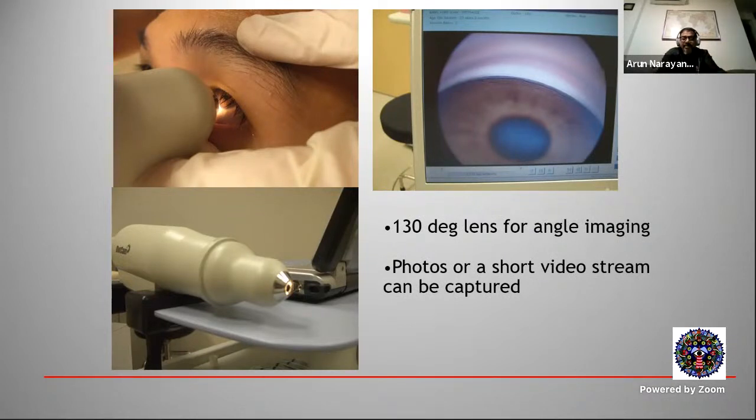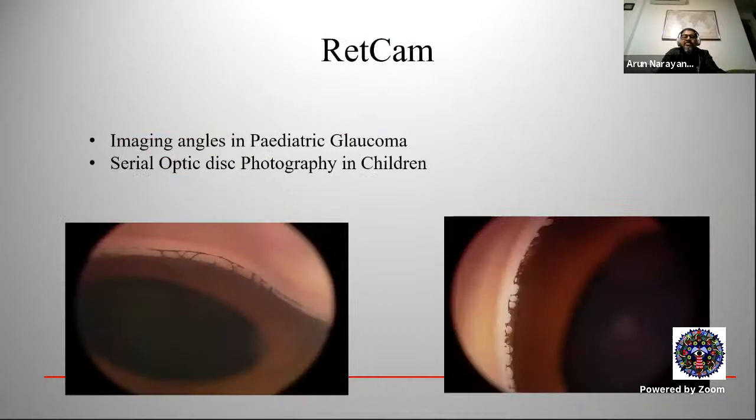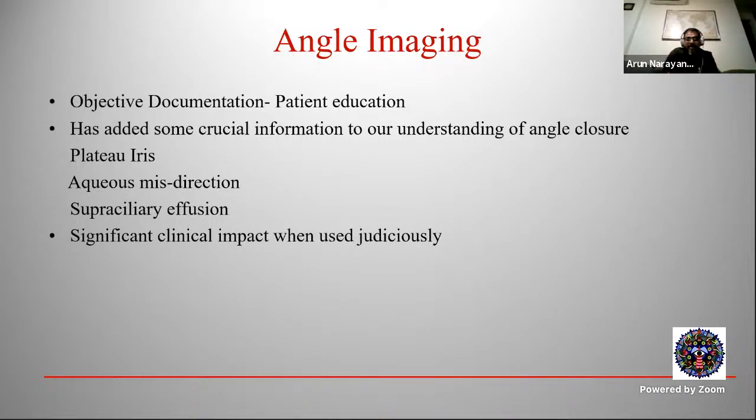It does use a lot of light, but there are some benefits of this kind of imaging. One is for documenting, because gonioscopy and goniophotography is quite challenging. More importantly, documenting this in pediatric glaucoma. It's very difficult to teach and train people in pediatric glaucoma and to demonstrate what's going on in the angles because of the limited ability to examine them in the outpatient clinics. This is where a Retcam is useful to document these angles and also to capture optic disc photography in these particular children for follow-up. So this is where I feel the Retcam has a useful impact in our practice.